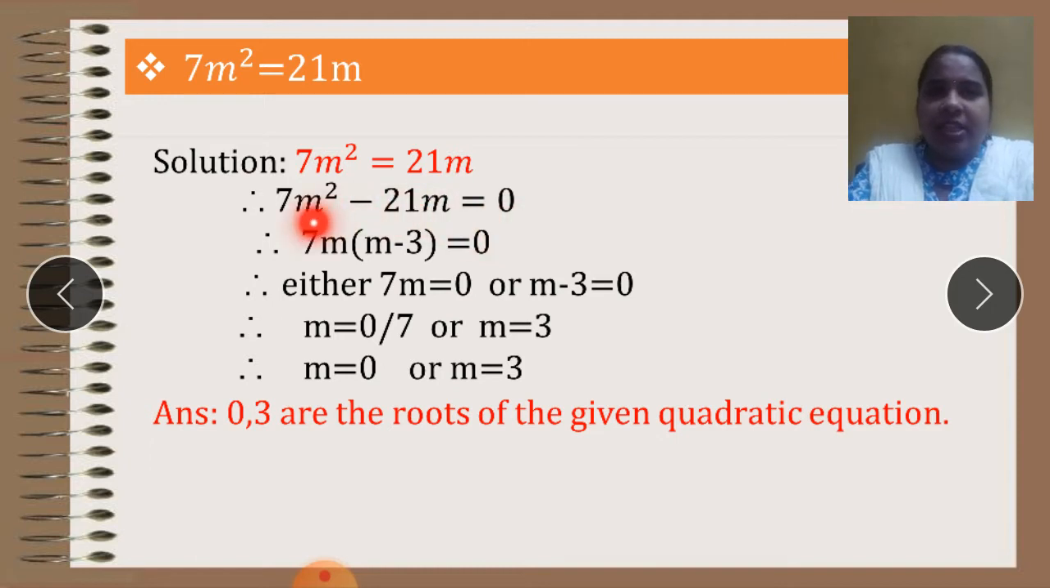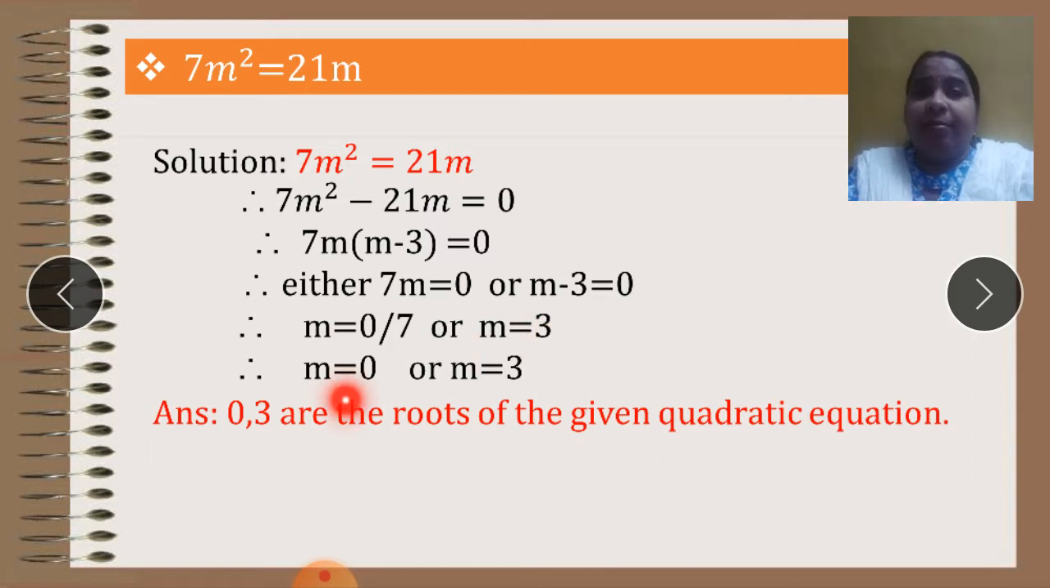Yes. Now since these are not perfect squares, 7 is not a perfect square, neither is 21. So what we will do, we will try to take common. From this 7m can be taken common. What will be left inside the bracket? See, 7m square, 7m is common, 1m will be left. 21 divided by 7 is 3. So m minus 3 is equal to 0. So now you can equate either 7m is 0 or m minus 3 is 0. Right? So m will be what? 0 upon 7 or m will be equal to 3.